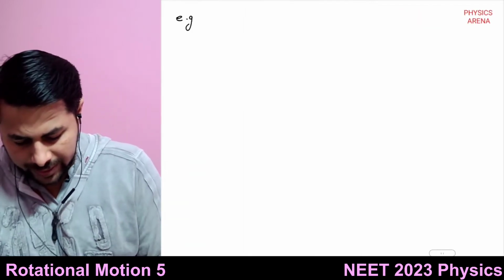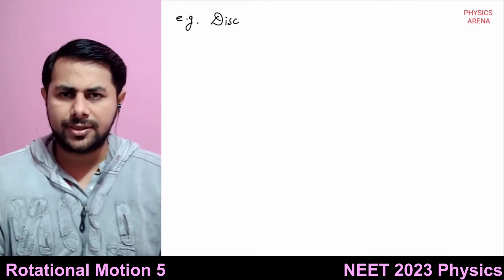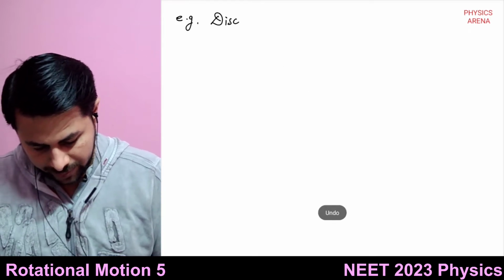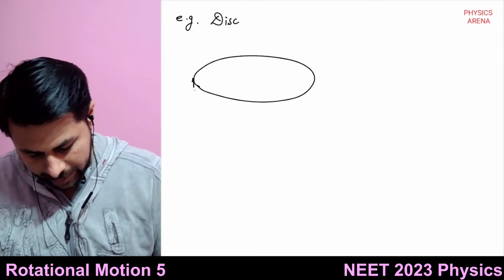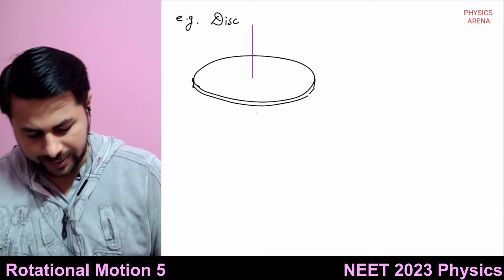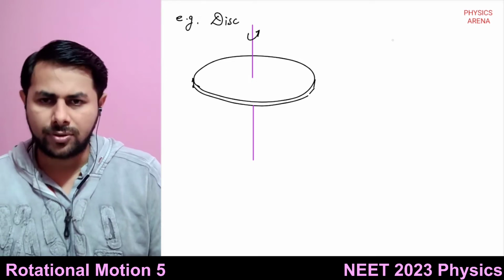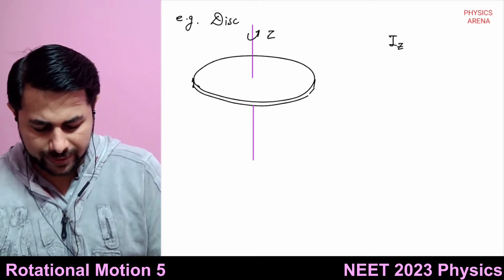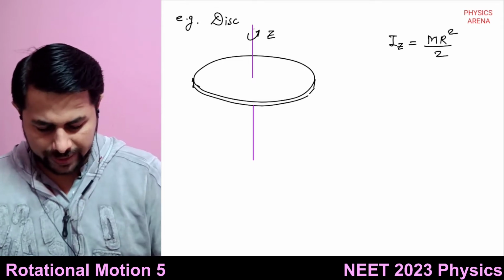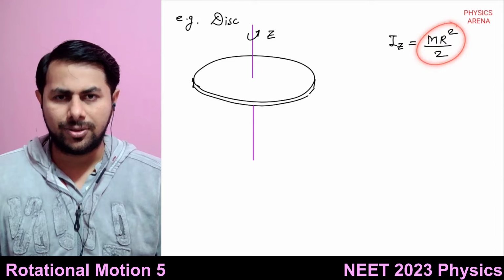Similarly, we can take another example. So now we talked about a ring. Next, let's consider a disk, a very thin disk. Its moment of inertia about this axis we know. How much is this? So the moment of inertia of a disk about the z axis, which is perpendicular to its plane and passes through the center of mass, is mr square divided by 2.